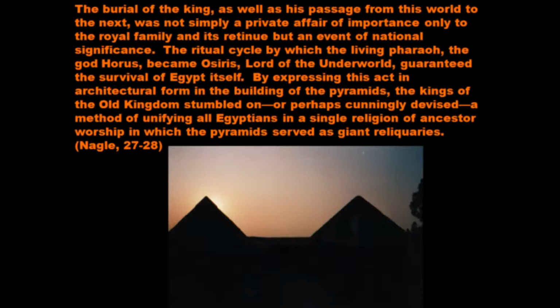The burial of the king, as well as his passage from this world to the next, was not simply a private affair of importance only to the royal family and its retinue, but an event of national significance. The ritual cycle by which the living pharaoh, the god Horus, became Osiris, lord of the underworld, guaranteed the survival of Egypt itself. By expressing this act in architectural form in the building of the pyramids, the kings of the Old Kingdom stumbled on, or perhaps cunningly devised, a method of unifying all Egyptians in a single religion of ancestor worship, in which the pyramids served as giant reliquaries.